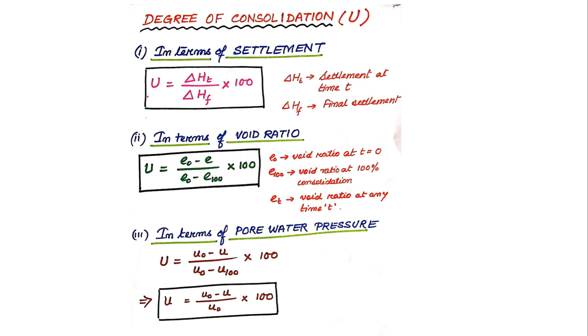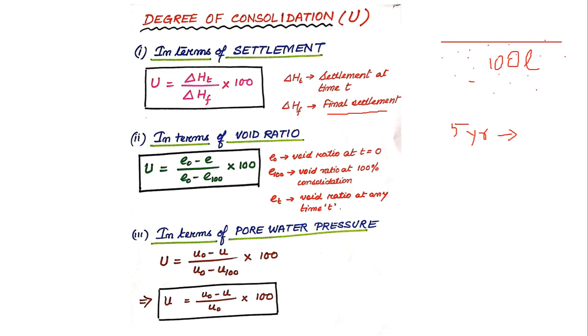In terms of settlement, degree of consolidation is given by del HT by del HF into 100. Now what is del HT? Del HT is settlement at any time t, and del HF is the final settlement. So let us try to understand. Suppose there is a soil which is fully saturated, that means all the voids are occupied by water, and I say that in total it has got 100 liters of water. Okay. Now let us assume that after 5 years 20 liters of water has been drained out.